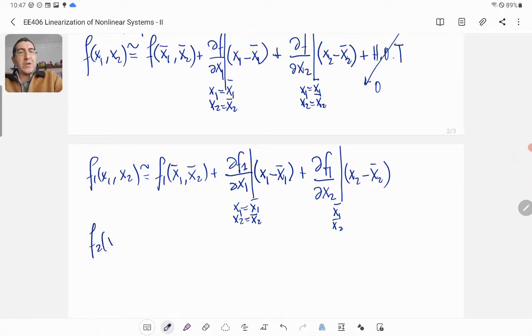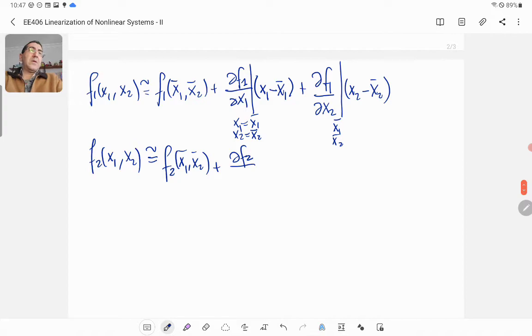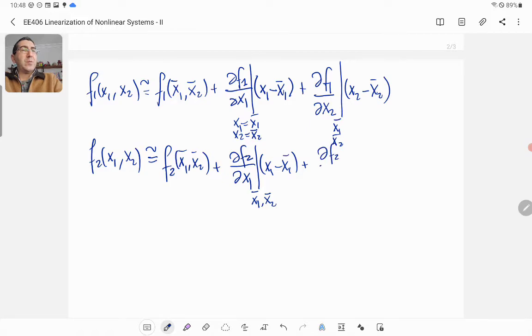We do this also for f2 of x1 and x2. Again, an approximation. Now I am evaluating f2 at x1 bar, x2 bar plus df2 over dx1. Again, evaluated at x1 bar, x2 bar, times (x1 minus x1 bar) plus df2 over dx2 times (x2 minus x2 bar), and also this is evaluated at x1 bar, x2 bar. Okay?